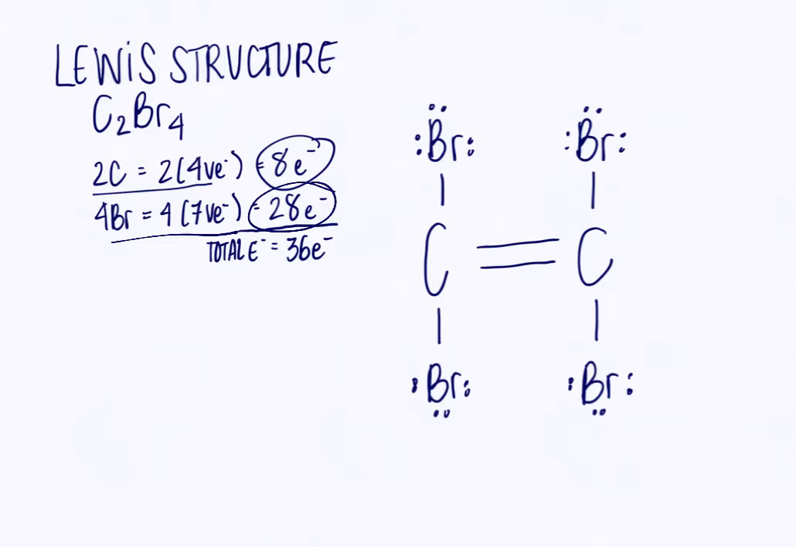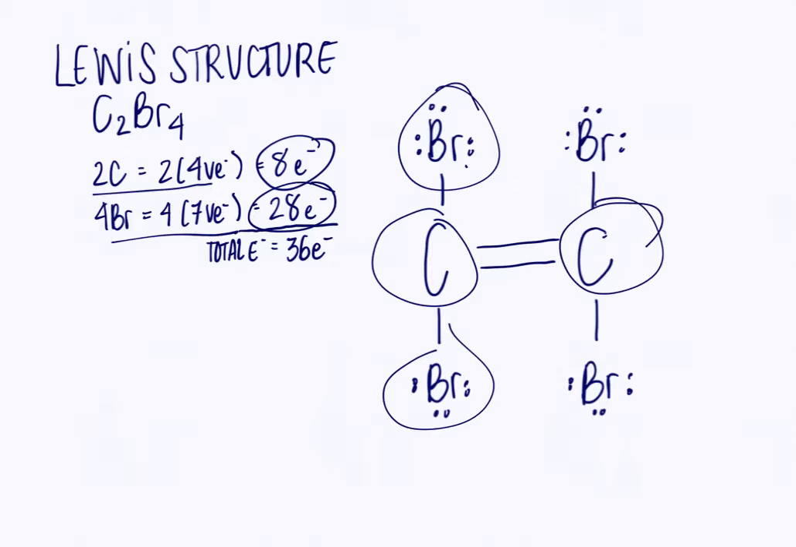Since I have already drawn out the Lewis structure, I can figure out how many electron pairs are around the central atom, which is carbon right here. So we know that there's 1, 2, and 3 electron pairs around the central atom. So 2 bromines and 1 carbon.